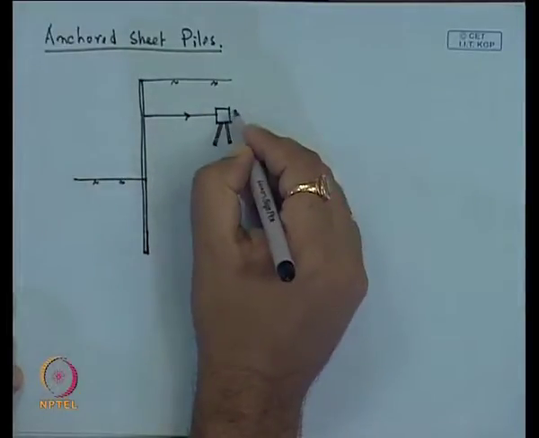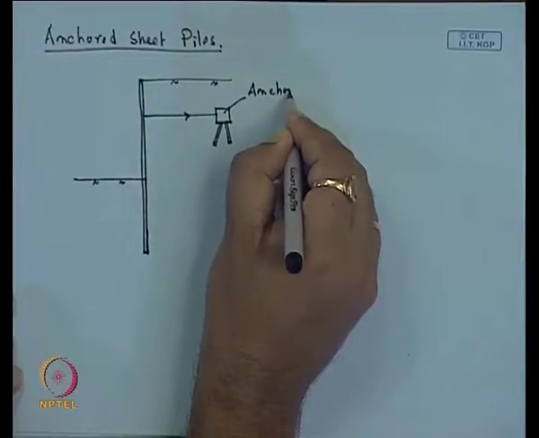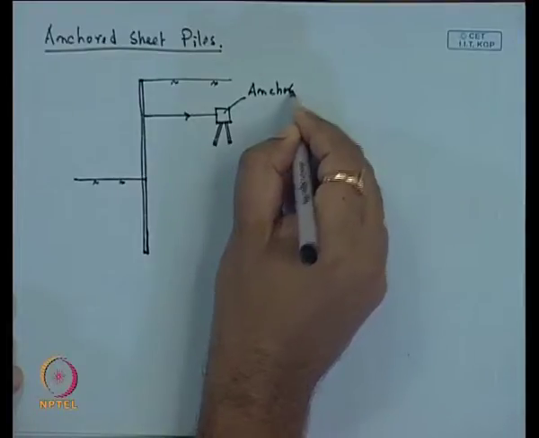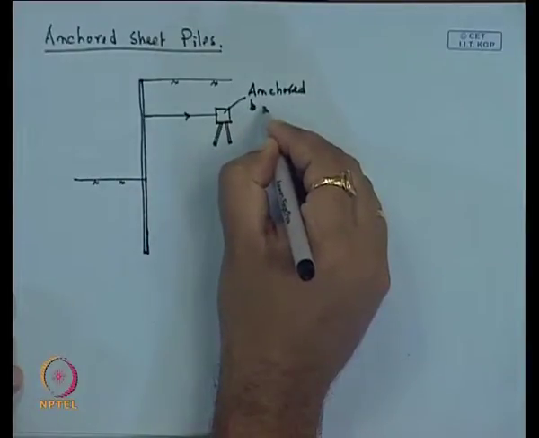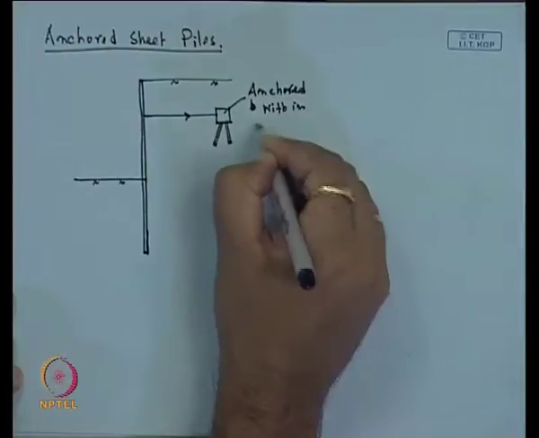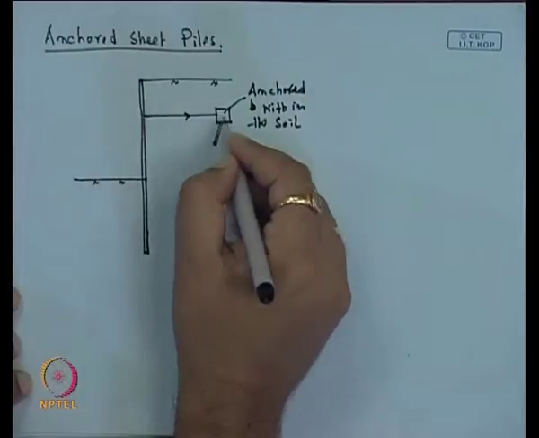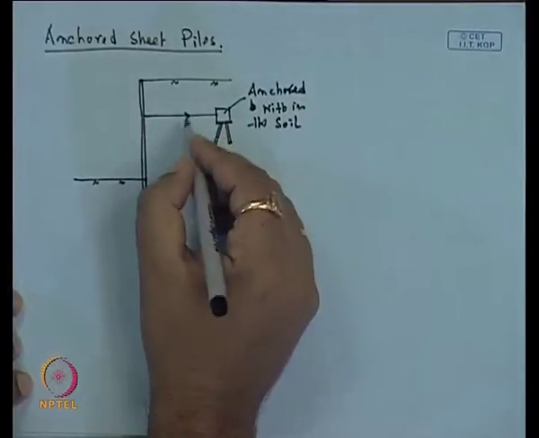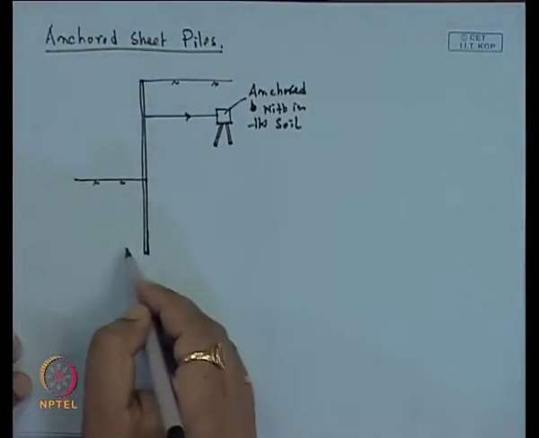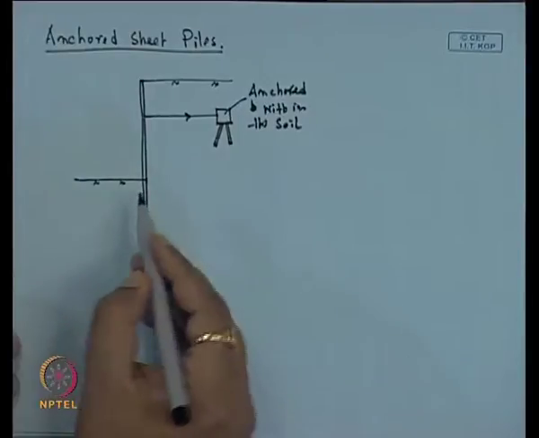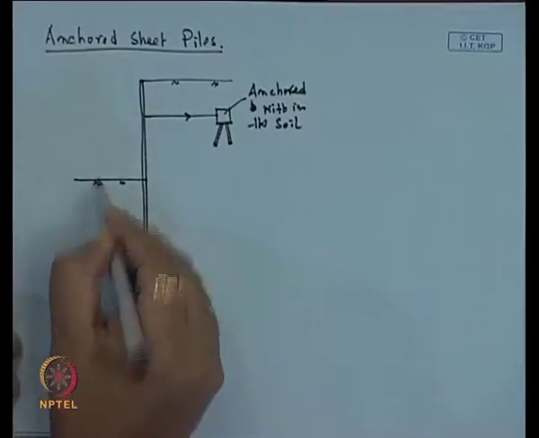Now, here this is basically the anchor, this one is anchored within the soil. That means additional tension or force is applied. Now, when we do the analysis, ultimately, similar to the cantilever sheet pile, you have to determine the required depth of this sheet pile below the dredge level. This is the dredge level.